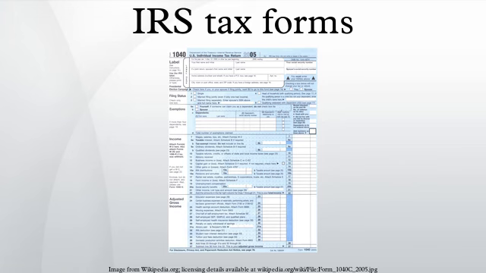Employment taxes. Form 940, Employer's Annual Federal Unemployment Tax Return, and Form 941, Employer's Quarterly Federal Tax Return. Transfer taxes. Form 706, United States Estate Tax Return, is used to report estate taxes, and Form 709, United States Gift Tax Return, is used to report gift taxes.